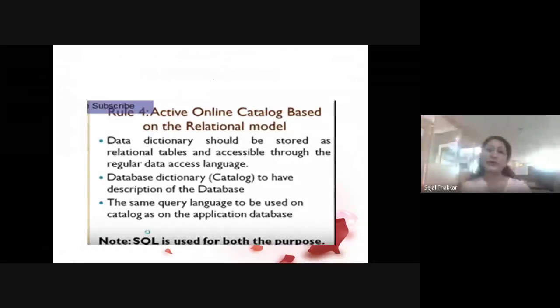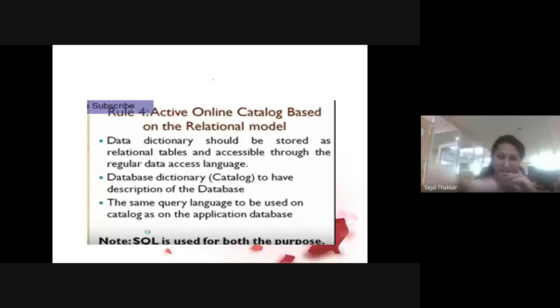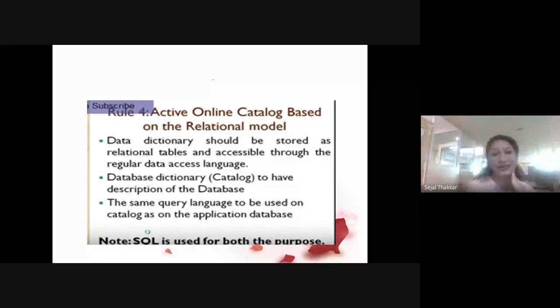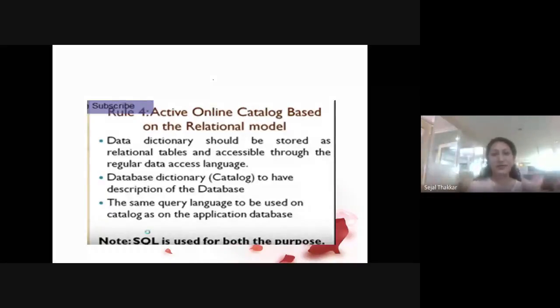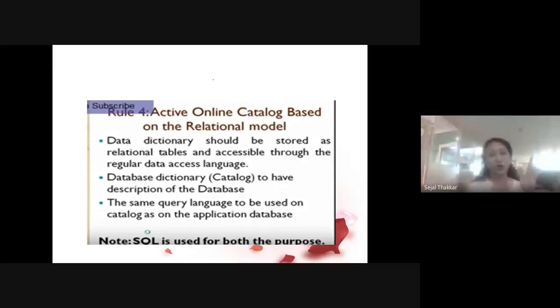Next rule is the active online catalog based on the relational model. The data dictionary should be stored as a relational table and accessible through the regular data access languages. The data dictionary has the description of the database, and the same query language is used on the catalog as on the applications of the database. What is a data dictionary? A data dictionary is data about data. It consists of metadata. It will contain the information of all the tables and their columns, along with their data type, size and description.